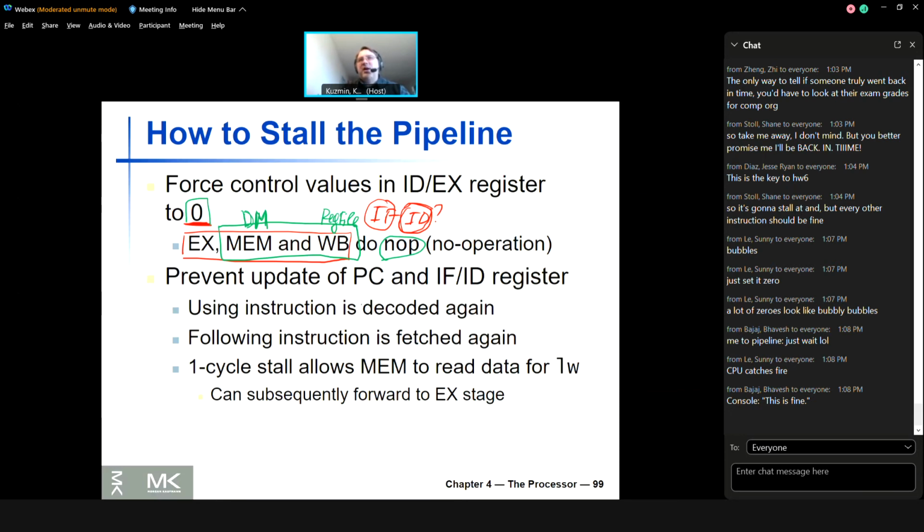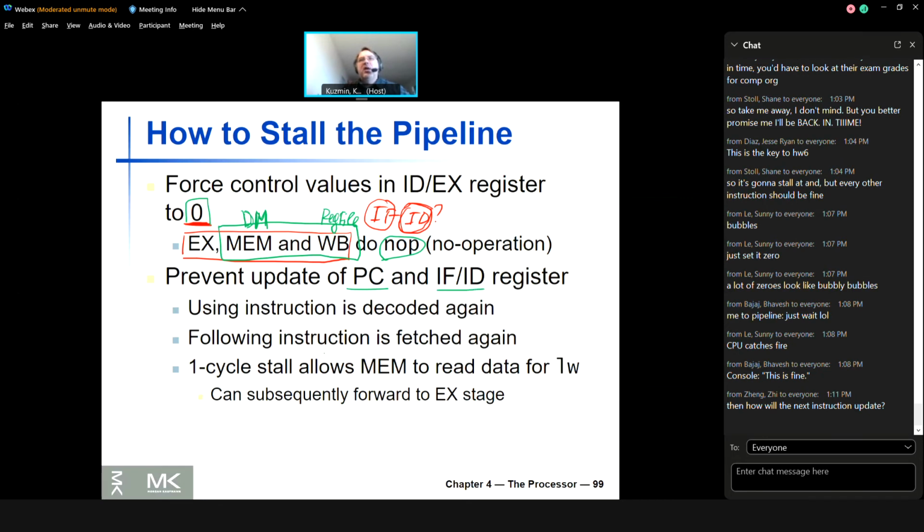So we prevent the update of the program counter, we prevent update of the IFID, and the instruction that we have in the pipeline register is decoded again. So IFID still has this instruction, right? We didn't flush IFID. The instruction is still there. We can decode it again, so we don't have to fetch it again. And the following instruction is fetched again, IF. All right.